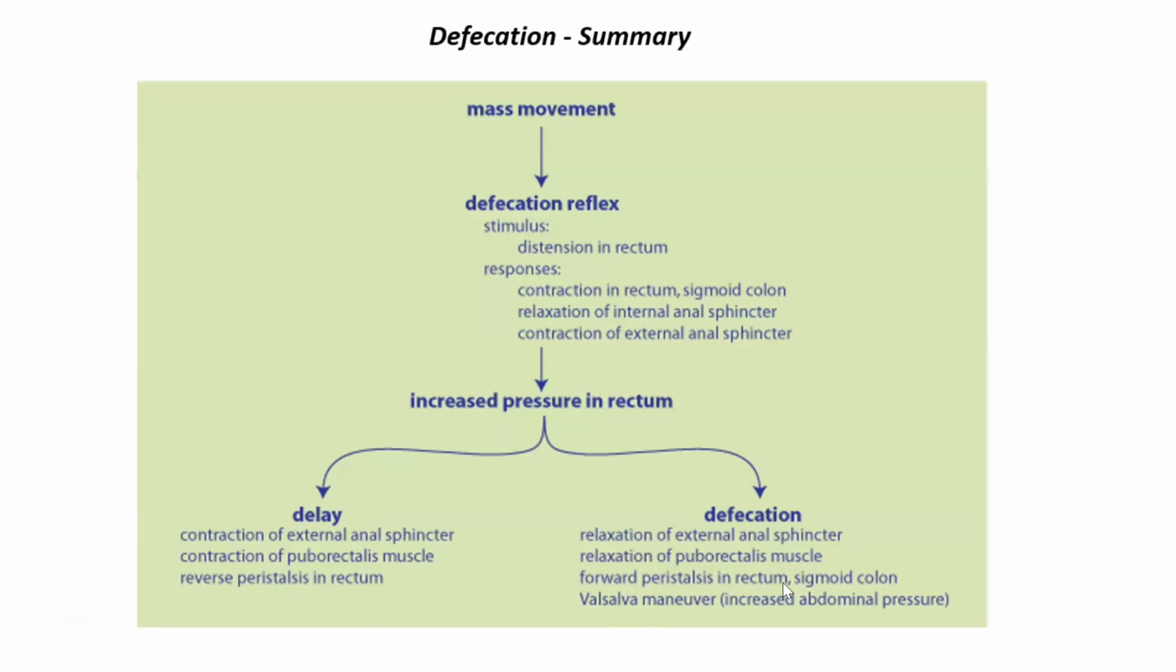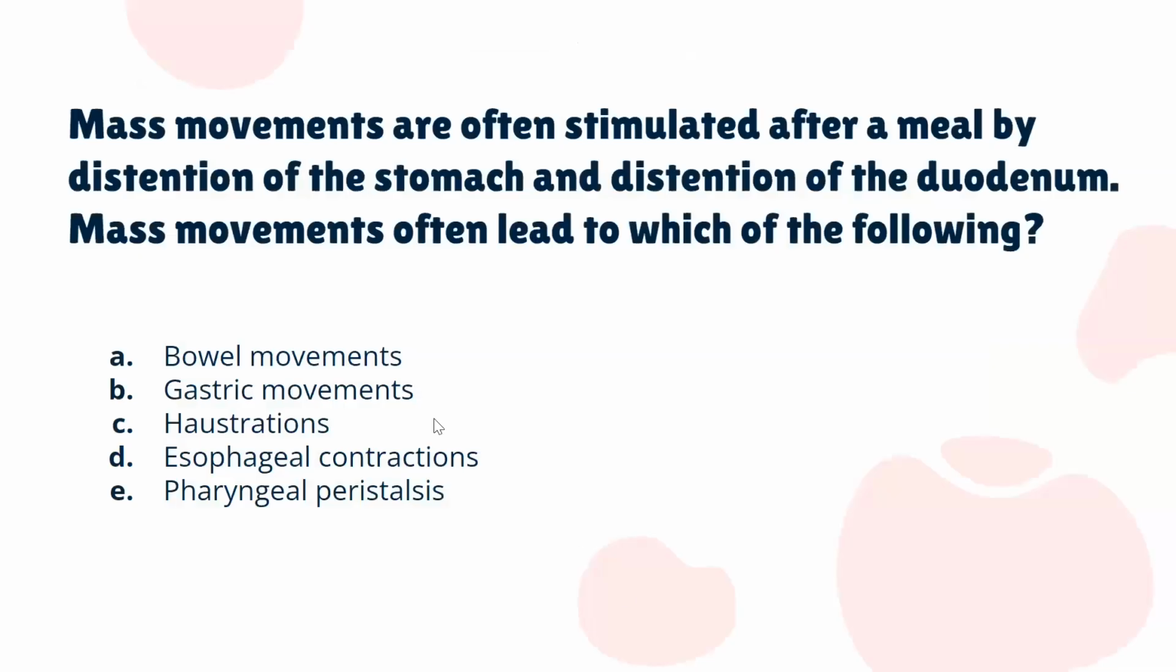Forward peristalsis in the rectum. So all the sigmoid colon is going to empty into the rectum. And then lastly, you can do the Valsalva maneuver, which is squatting, if you want help with defecation. Okay. Mass movements are often stimulated after a meal by distension of the stomach and distension of the duodenum.